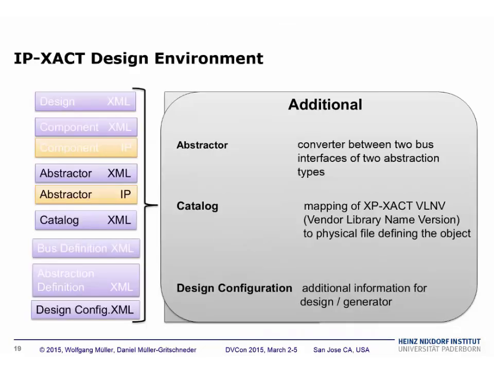Then we have some additional objects. The abstractor basically is something you can put in, for example, if you want to provide also some simulation models with your IP, so that you then also have kind of IP which connects them together. The catalog actually is used to map the VLNVs to the files. So each component is then basically in a different XML file, and so that you can come from the VLNV to your file name, you have to then basically query the catalog. And then you can also give some additional information, configuration data on your design.